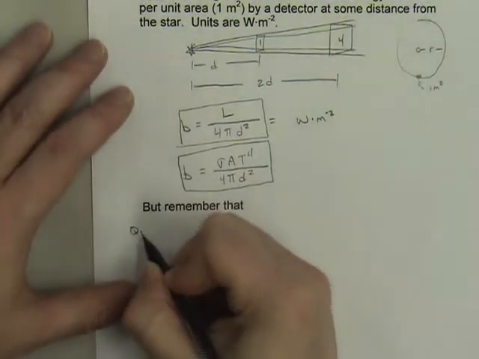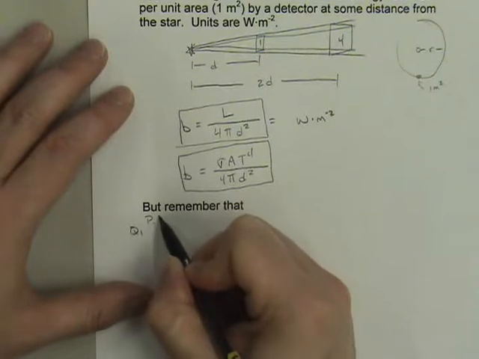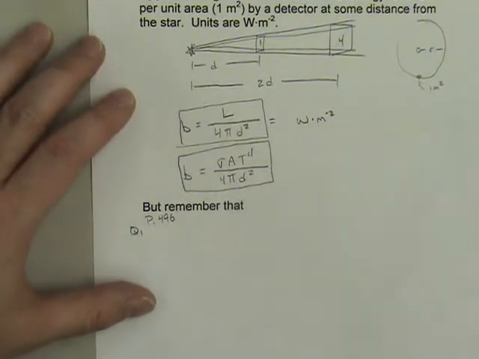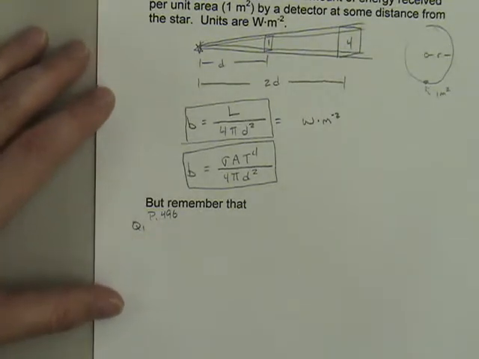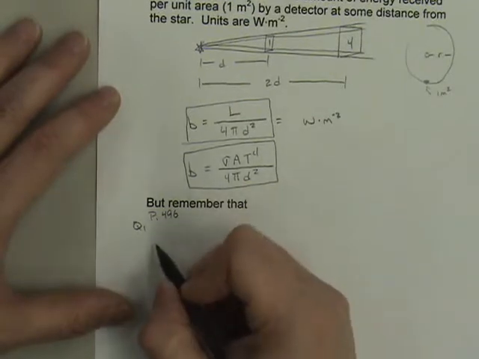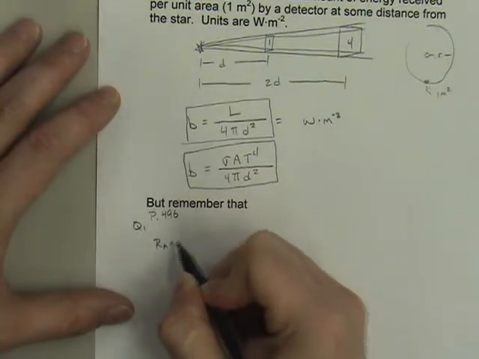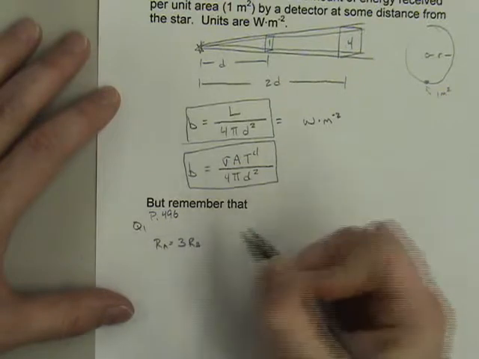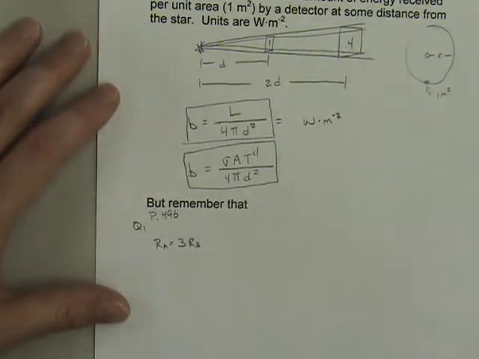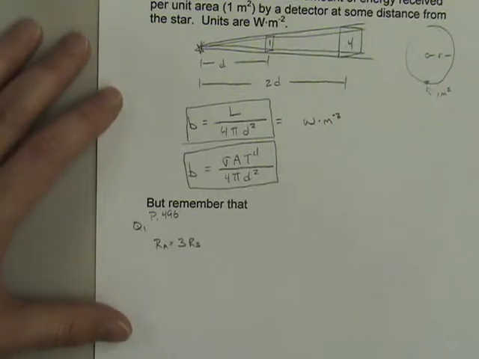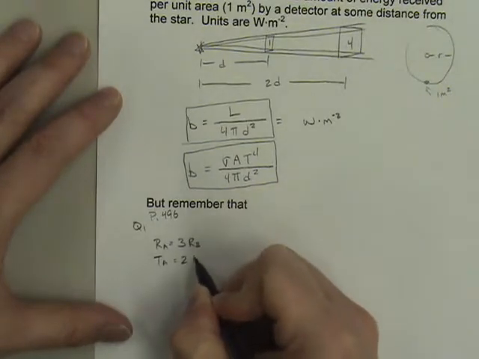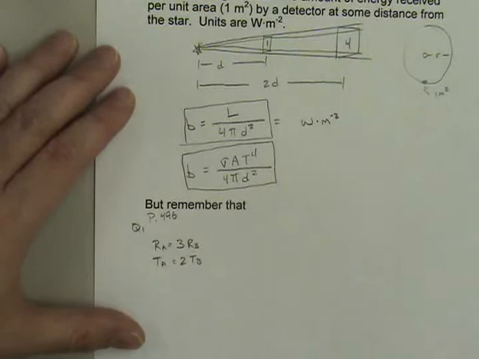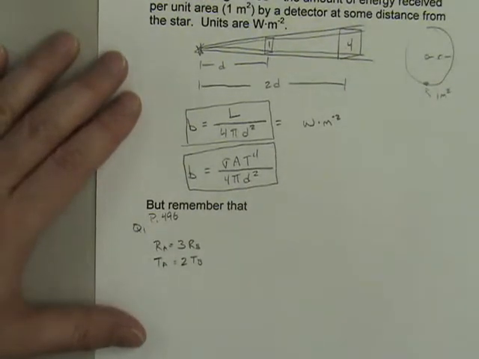So this is question 1 on page 496. They tell you that the radius of star A is 3 times that of star B. So that means that RA is equal to 3 times RB. And they tell you that its temperature is double that of star B. So that means that the temperature of A is equal to twice the temperature of B. And what they ask us is to find the ratio of the luminosity of star A to star B.